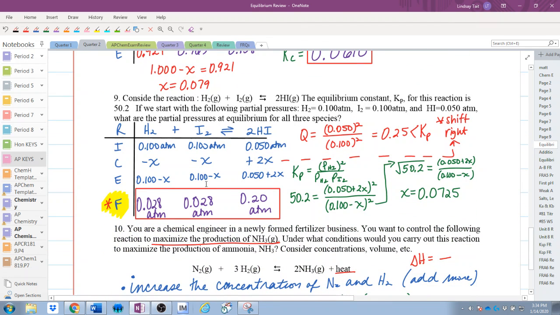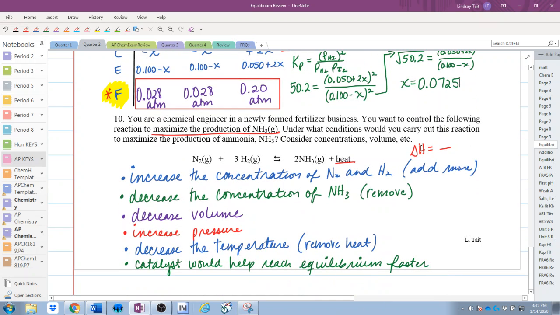Number 9 required the use of Q to determine that the reaction needed to proceed in the forward direction to get to equilibrium. It also was a perfect square question, so a number of students were having difficulty getting from here to that value. That is something you need to practice. It is the hardest thing that could be asked of you math-wise, in my opinion. So I think that makes the possibility of it not as great, but that doesn't mean that it's not a possibility.